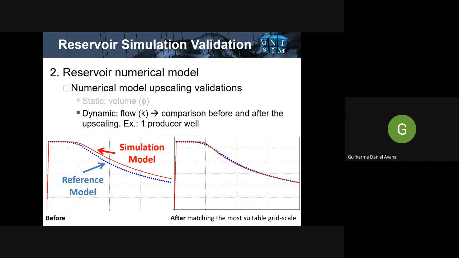We have the simulation model at the geologic scale, and we have the simulation model at the simulation scale. So we just include one well and put this well to produce oil for a period of time, and then you check both production curves and compare. Okay, my model is okay or not. If it's not, you can perform analysis and check what's going on. Okay.